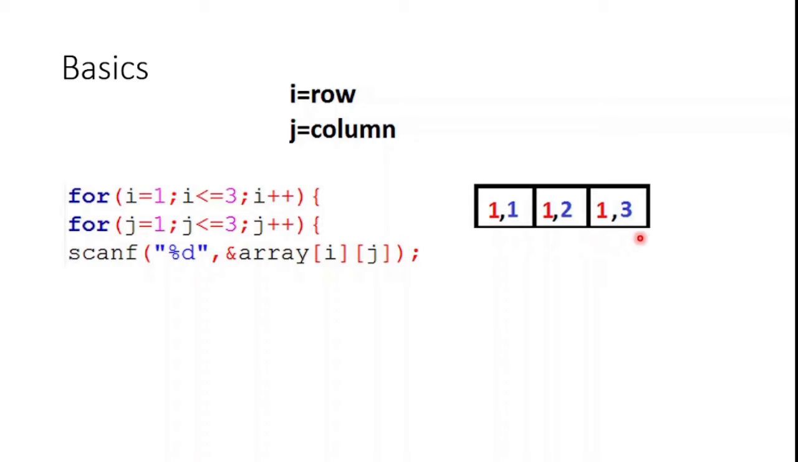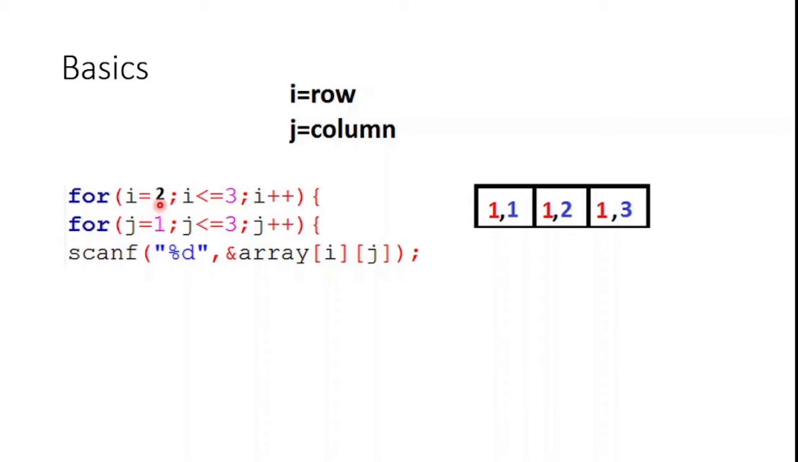Now, because there is no fourth column, the J++ will make it J equal to 4. 4 equal or less than 3. This condition is not true. So the next line will not be executed. Rather, it will get back to this one, this I++. Now, because of this I++, we will have an increment in here and it will become 2.